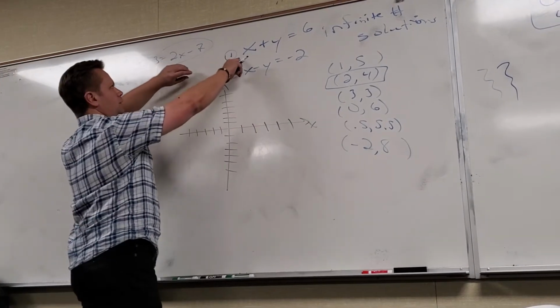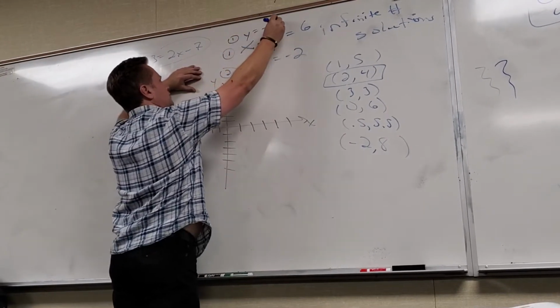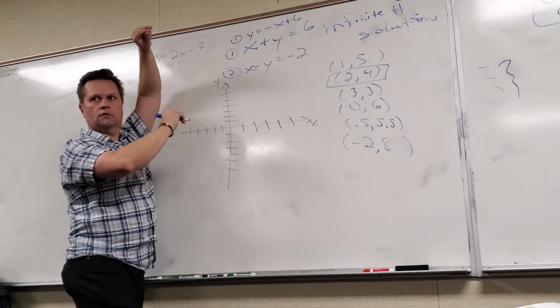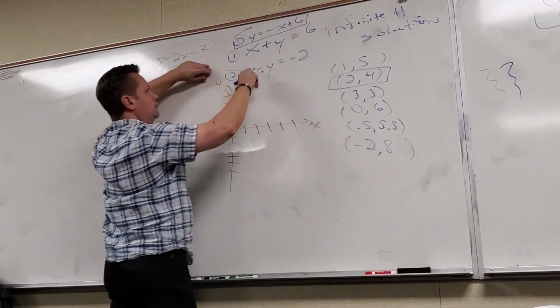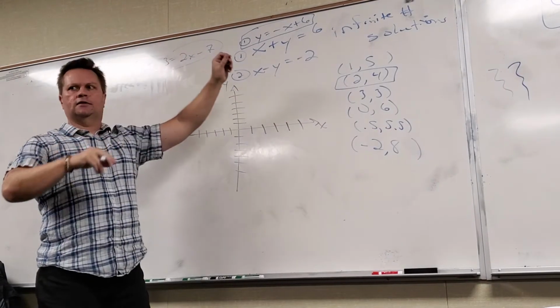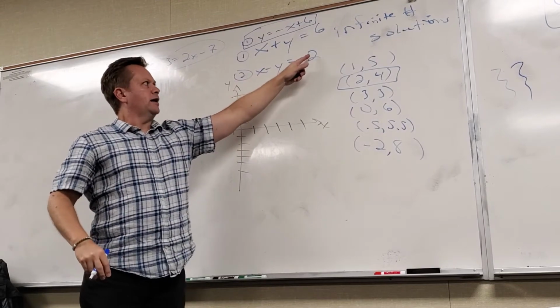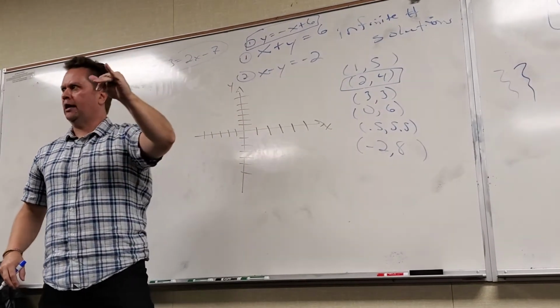So if I work with the first one a little bit, I subtract x and I get this, right? Okay, so that's a better form for that one. And if I work with the second one a little bit, let me see if some of you get this. If I add y and add 2, I get y equals x plus 2. There's no division by a negative.